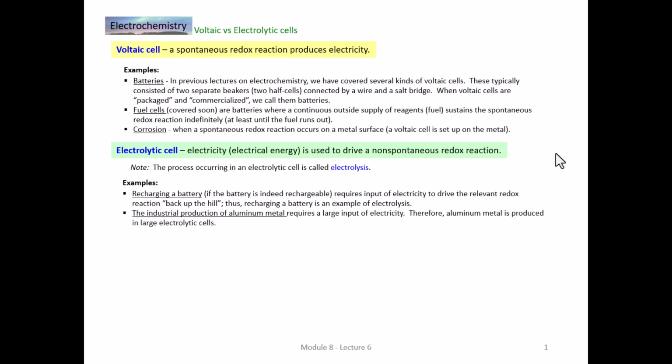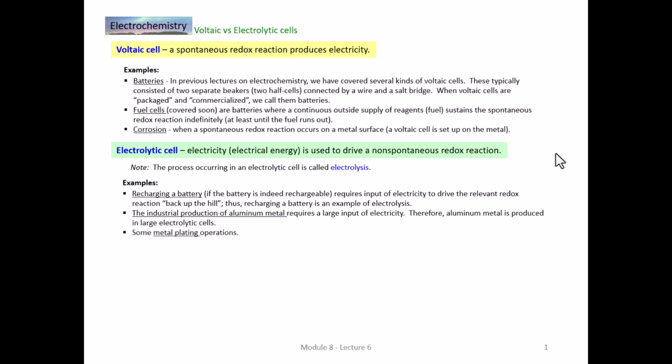We all like to drink soda. We usually drink it out of aluminum metal cans. The industrial production of aluminum requires a large input of electricity. Aluminum metal is produced by electrolysis in large electrolytic cells because the redox reaction to produce aluminum is incredibly non-spontaneous. So you have to put in a large amount of electrical energy to push that reaction in the non-spontaneous direction and make it work to produce aluminum metal.